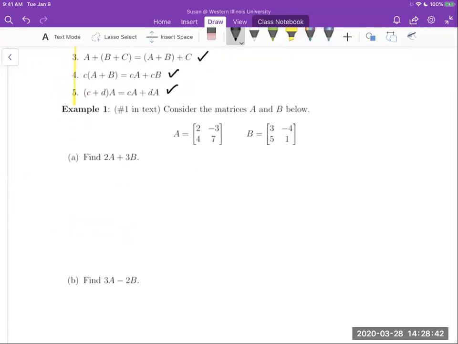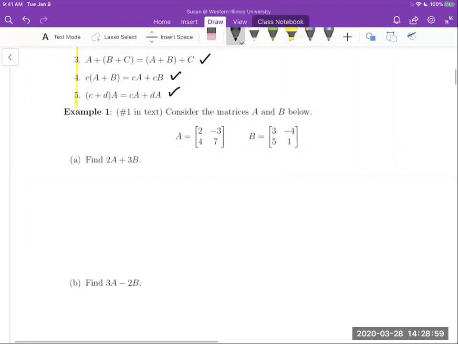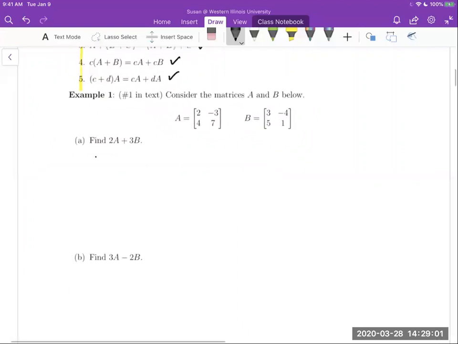And so let's just get some practice with working with some basic matrices. You'll see matrix A and B there. Both of them are 2 by 2 matrices because there are 2 rows and 2 columns. And so for the first example, part A, we want to find 2A plus 3B. What I'll do here is just begin writing this out with the matrices included. So I want 2 times matrix A, which I'm writing out here in the square brackets, and then 3 times matrix B.